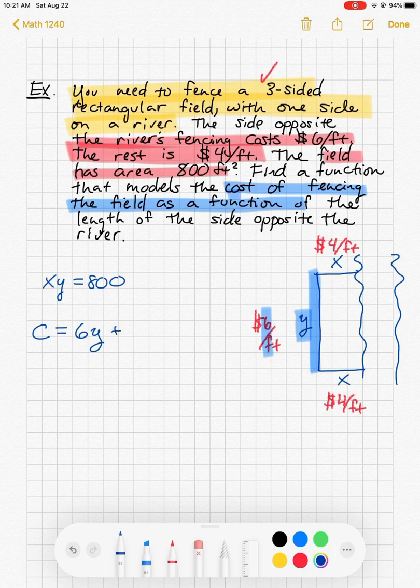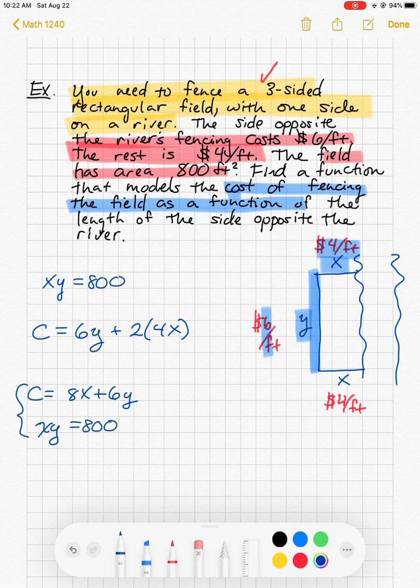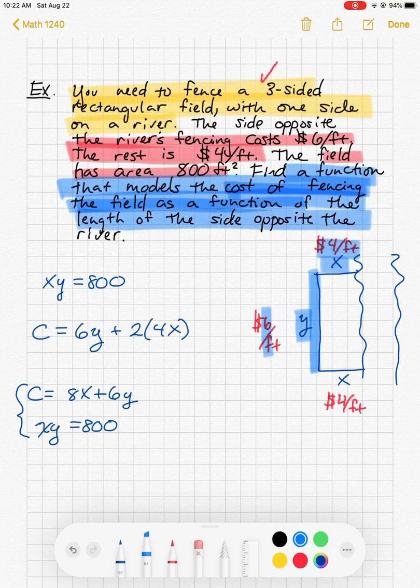Okay, what about the other two sides? I have two of them. Each side I'm gonna pay 4 times x, right? $4 a foot times x feet times there are two of those sides. Let me just simplify that one. So I've got 8x plus 6y. And then my other equation, xy equals 800. So I have like a little system here. Let me go back up to the question. Find a function that models the cost of fencing the field as a function of the length of the side opposite the river. So I want a function of y.